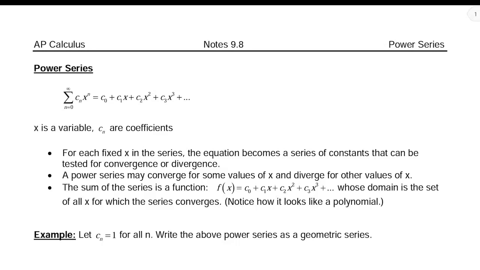Notes 9.8 are on power series. Up to this point, we've considered only series of constants. In this section, we begin talking about series that are actually functions. The purpose of doing this has to do with approximating a curve.